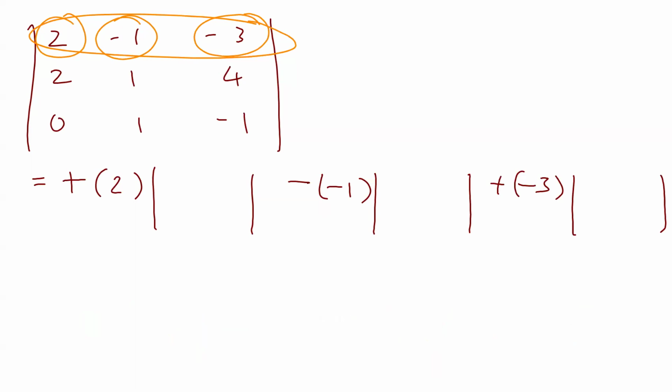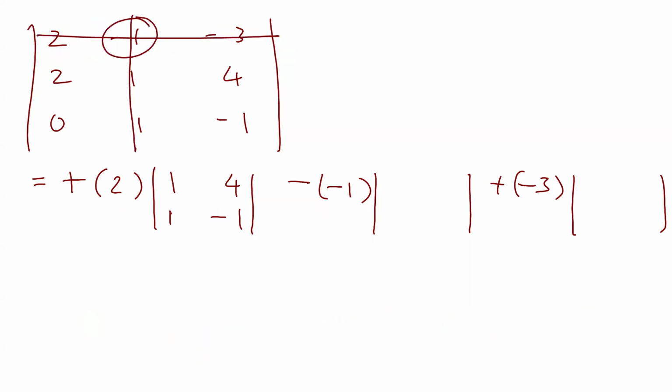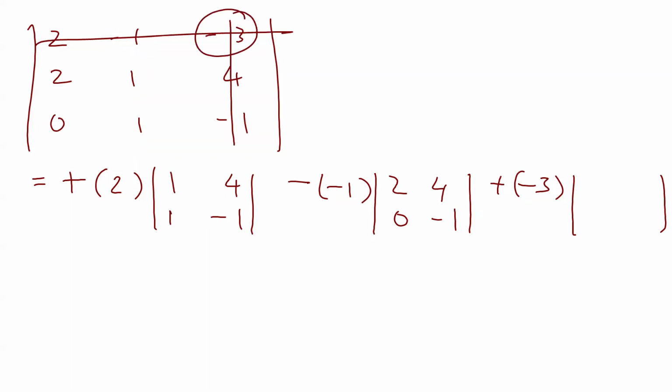So this 2 is over here. Ignore that row, ignore that column: 1 4, 1 minus 1. Minus 1 is over here. Ignore that row, ignore that column: 2 4, 0 minus 1. Then minus 3 is over here. Ignore that row, ignore that column: 2 1, 0 1.